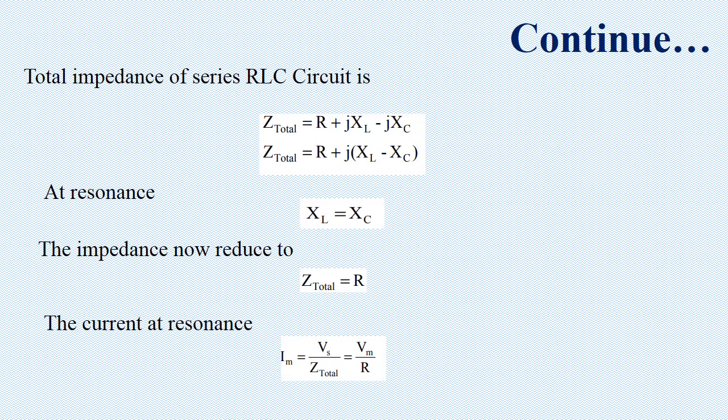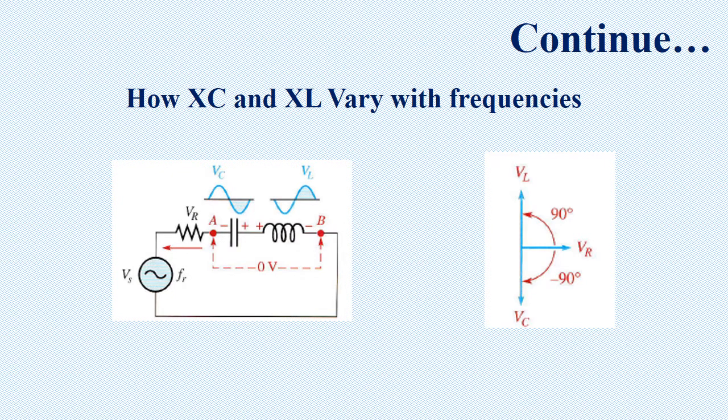When we have equal amounts of XL and XC, the impedance is reduced to the value of the resistor, and when we have less resistance or impedance in the circuit, the current will be maximum. We can find the value of current at the resonance point by using the formula Vs divided by Z total, and we know that Z total will be equal to the value of the resistor in the circuit.